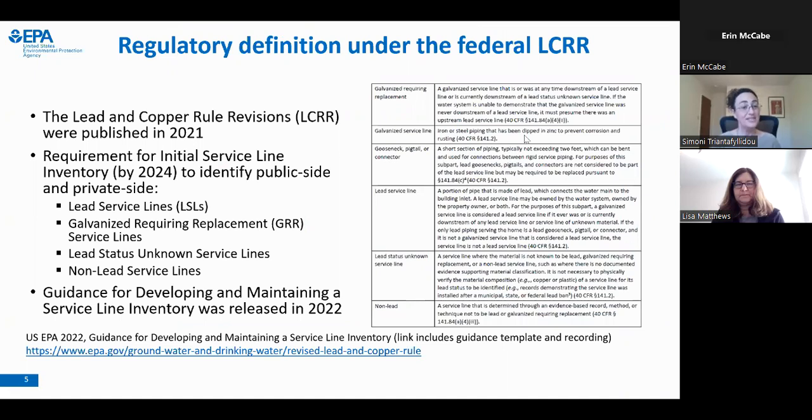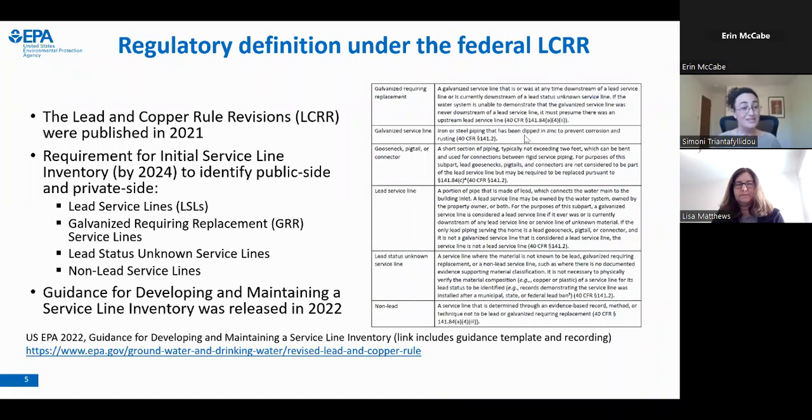The requirement under the LCRR is for utilities to identify both the public side and the private side of service lines into 4 categories: lead service lines, or LSLs; galvanized requiring replacement, GRR, so galvanized pipe downstream of lead; lead status unknown service lines; and non-lead service lines.